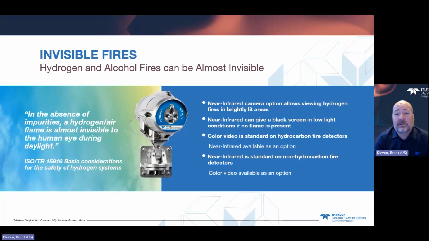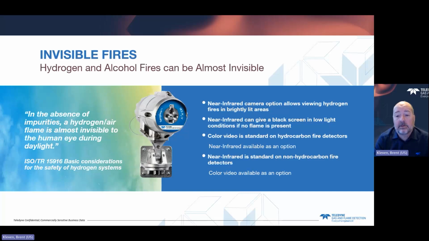Well, with these hard to see fires, we have an option to put a near infrared filter on these video systems. And this near infrared camera option allows the ability to see a hydrogen fire in a brightly lit area. Near infrared can give a black screen in low light conditions if no flame is present. So obviously at night, but inside a building where we might normally be able to see with color video, near infrared will not allow us to see that. But if we get that hydrogen fire, it will see it, where a color video may not.